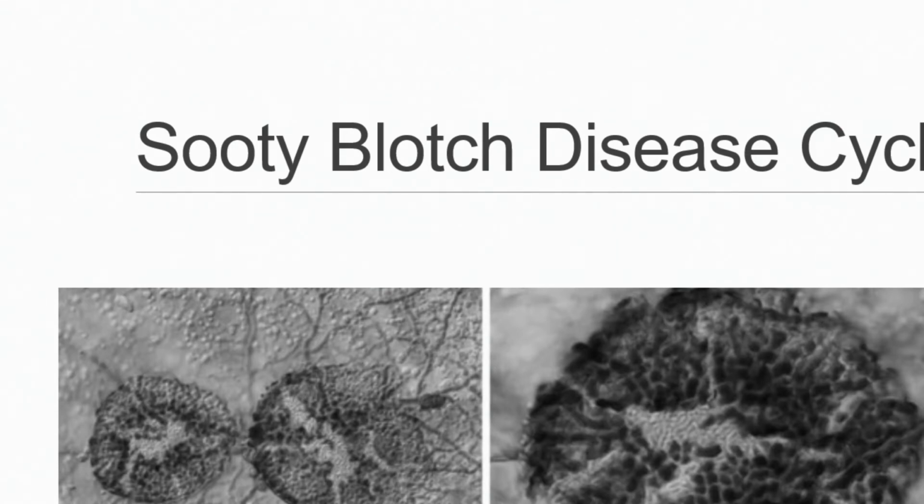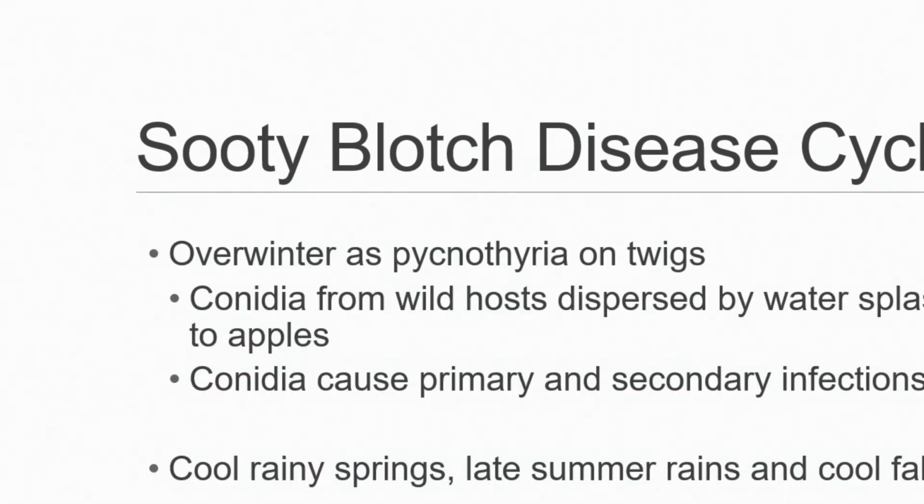For sooty blotch, the smudge appearance results from the presence of hundreds of pycnothyria that are interconnected by a mass of loose interwoven dark hyphae, as shown in these images. In the spring, these pycnothyria produce large numbers of conidia that ooze out and collect in a gelatinous mass. When the pycnothyria mature, they crack open and release the conidia, and they need temperatures between 64 and 80, as well as high humidity and moisture, in order to crack open and release the conidia.